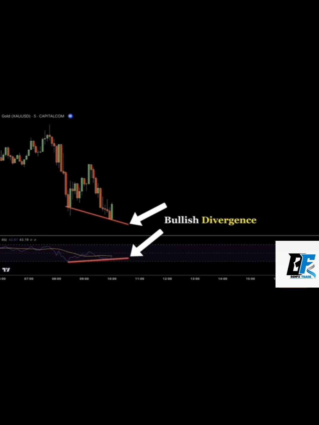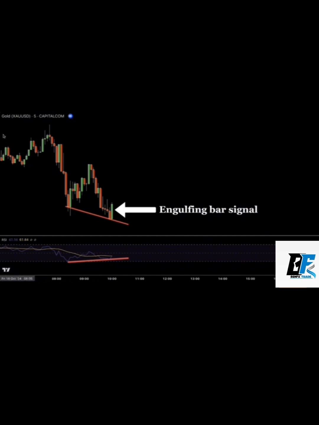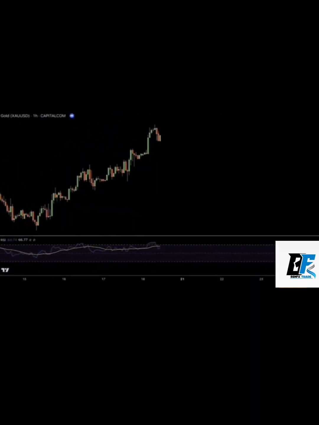Now, divergence alone isn't enough. We want confirmation. Look at the price action. We've got a bullish engulfing candle showing that buyers have just overpowered sellers. That's a strong signal that momentum is shifting in favor of the bulls. But we don't stop there.